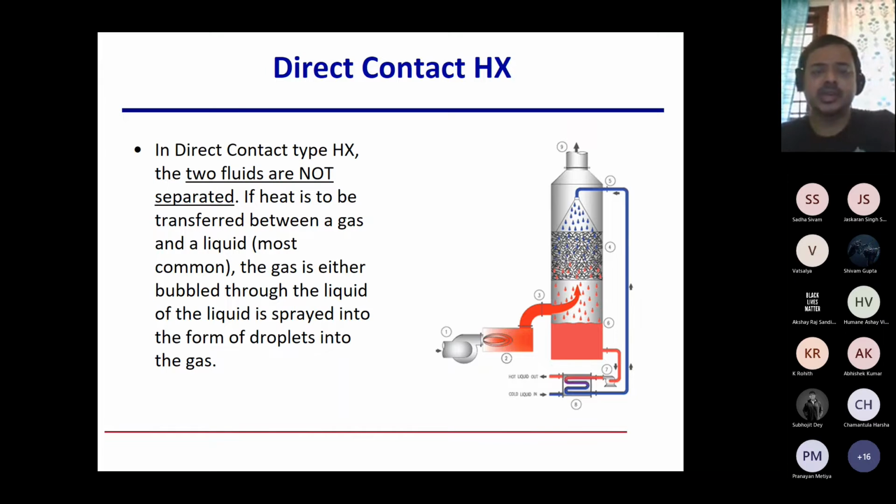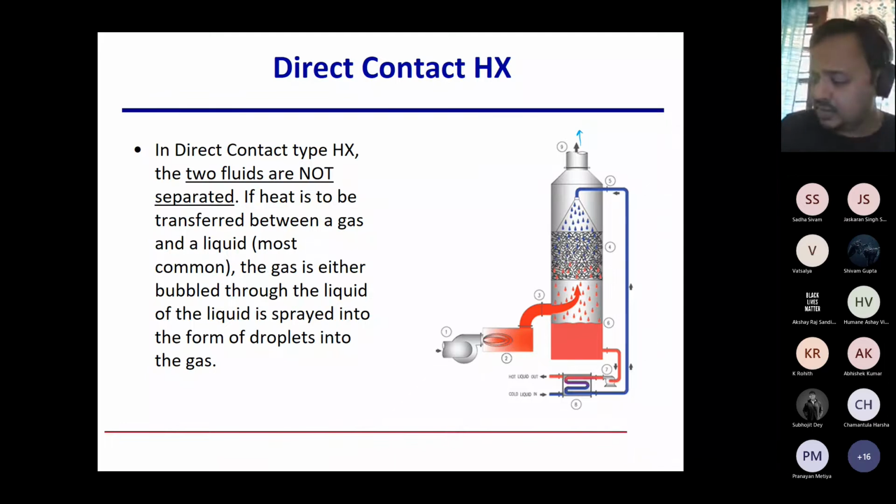As shown here, you can see there's a water line in this picture. The water is being sprayed from the top and some hot gas is coming from the bottom. So the hot gas will cool down and come out from the top. The water will heat up by absorbing heat from the hot gas and come out as hot liquid from the bottom. So this is a direct contact heat exchanger.